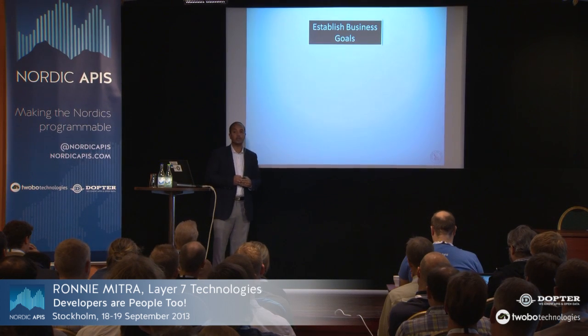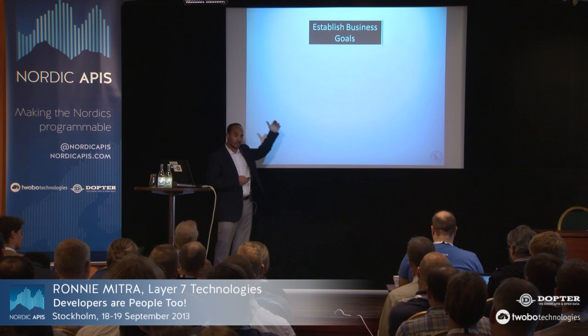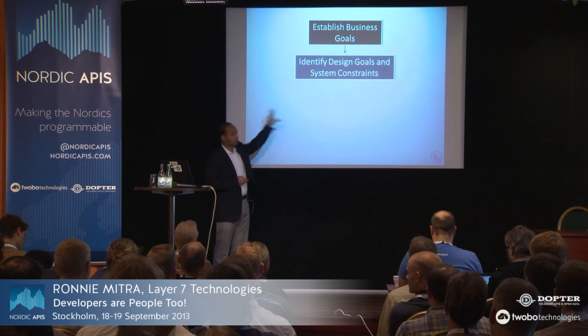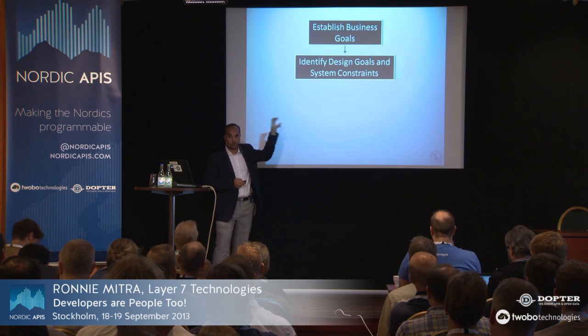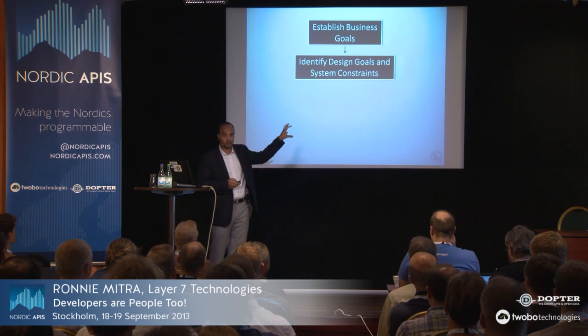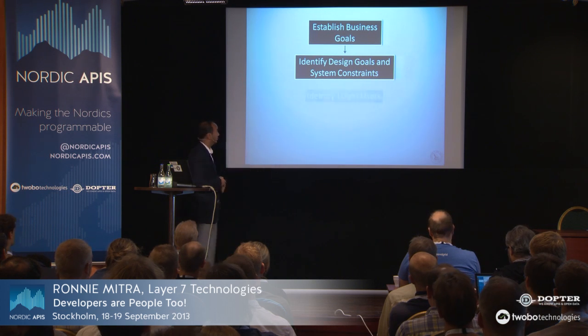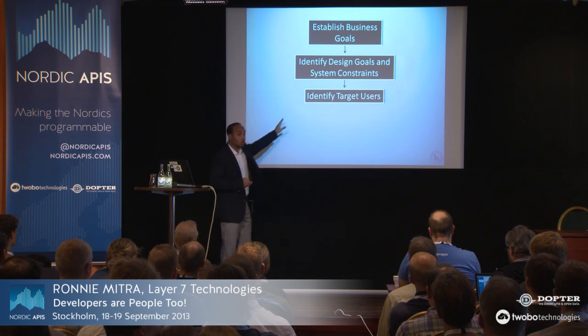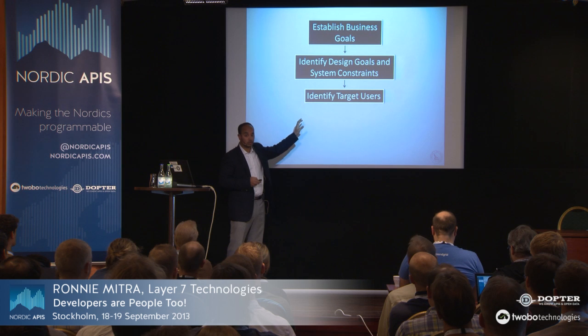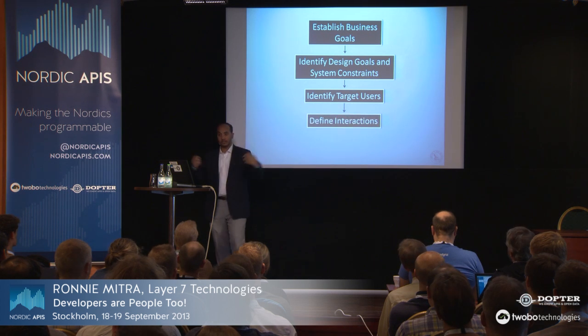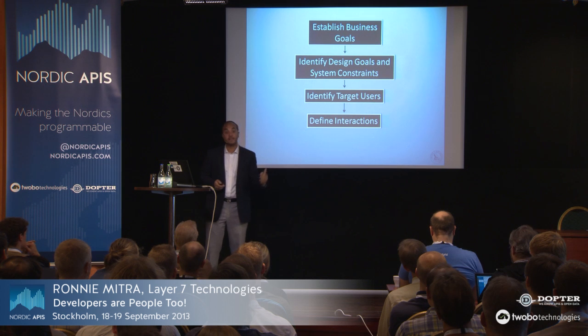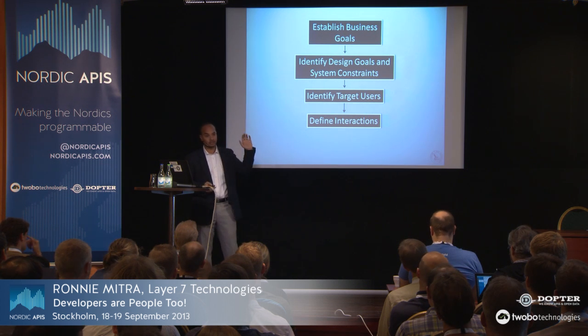It's not about just opening an API and seeing what happens. It's about saying, here's what we're trying to do. Here's what it means from a design perspective. These are the goals and constraints that we establish based on that business goal. Then we identify who we're building this for. And then we start defining interactions. And then finally, after doing all of that, we design the API.